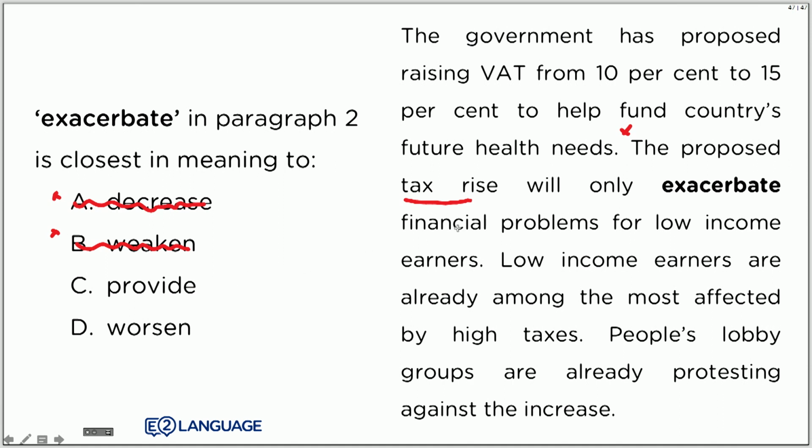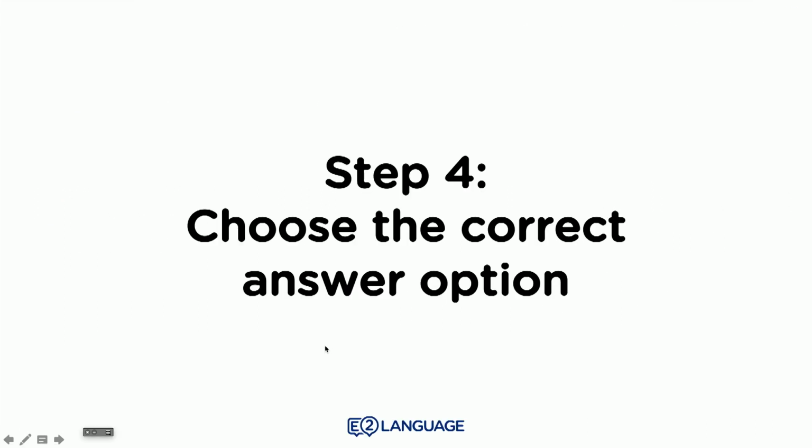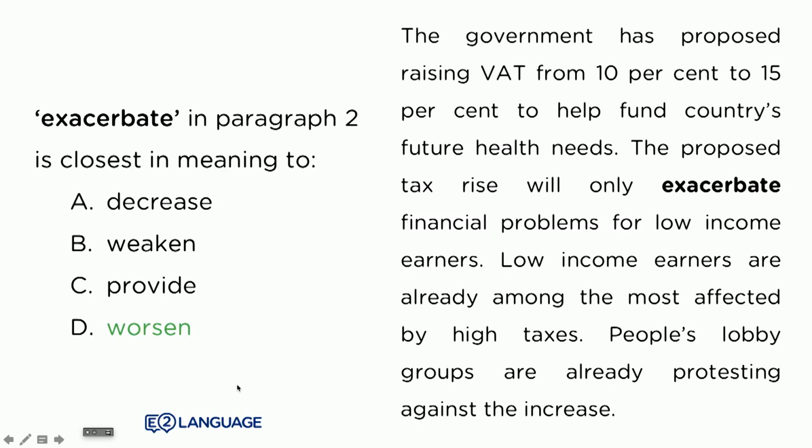Let's try this third one here. The proposed tax rise will only provide financial problems. No, that doesn't make sense either. Okay, we're left with this one here. Hopefully this makes sense. The proposed tax rise will only worsen financial problems for low-income earners. Interesting. So that leads us to step 4, where we choose the correct answer option, which is D, worsen.